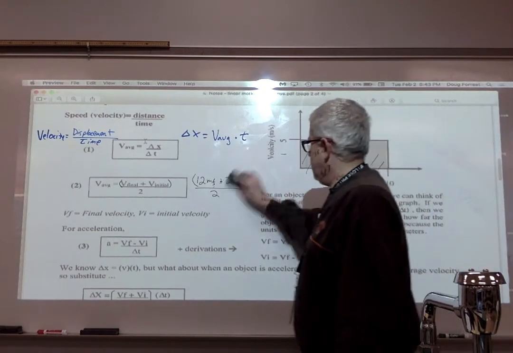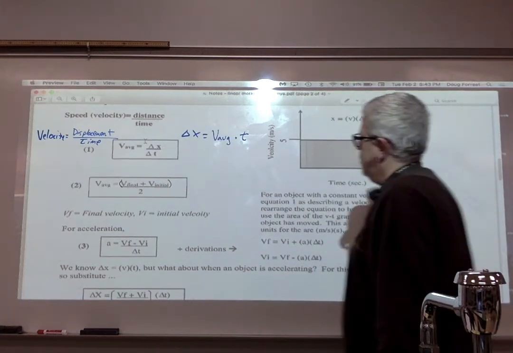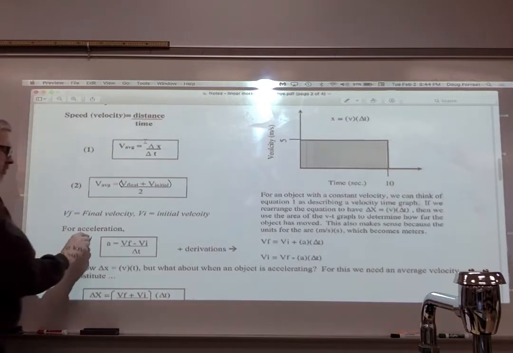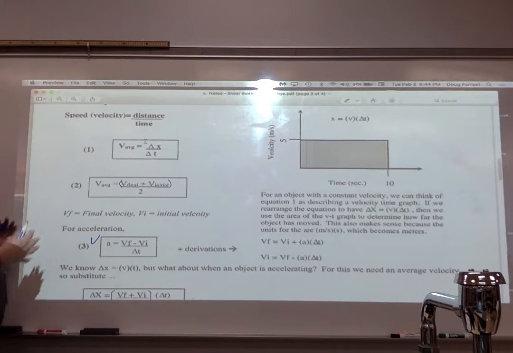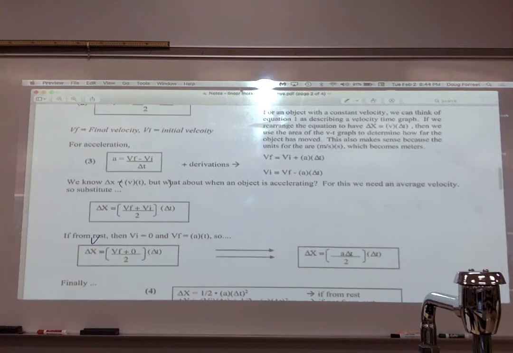Our third formula is one where we're looking at acceleration. So acceleration, we said before on the front page, is change in velocity over change in time. This version of it says final velocity minus initial velocity over change in time. Really, that means the same thing.